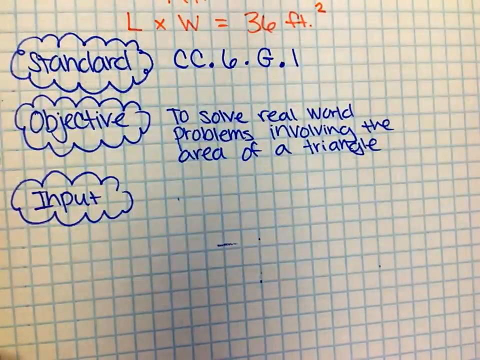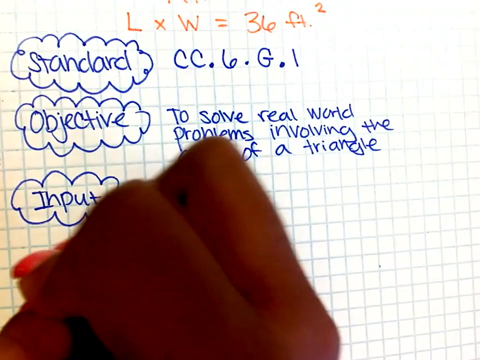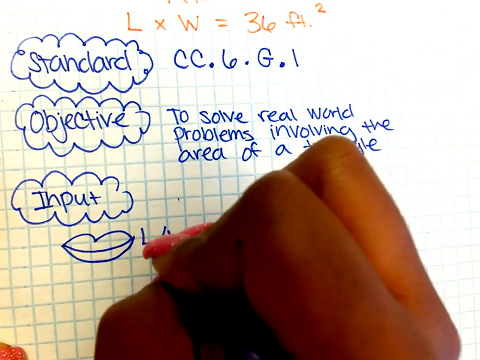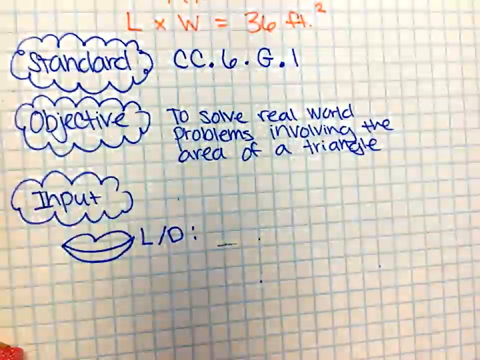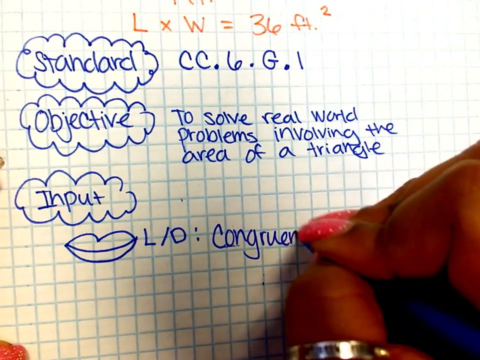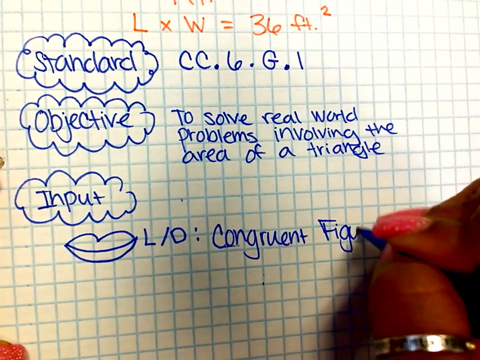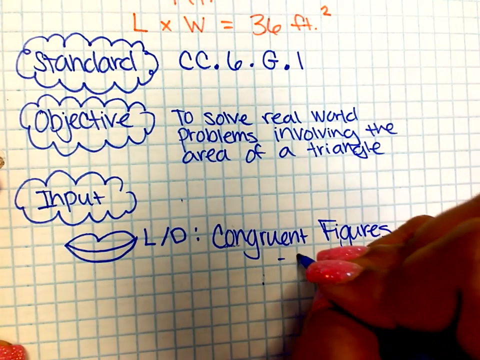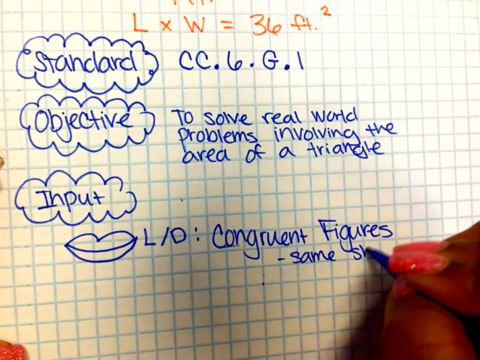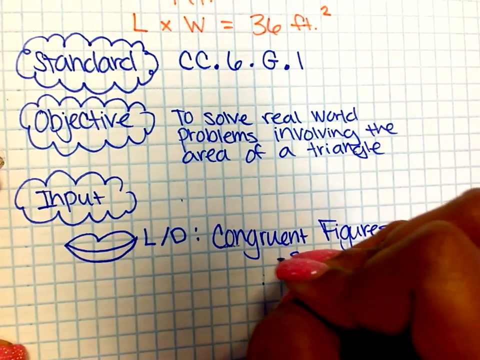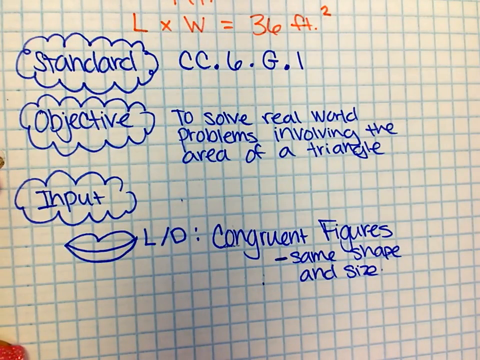There is a language of the discipline you need to know. There are 2. Please draw the lips for your gate icon, language discipline. The first word is congruent figures. When a figure is congruent, all that means is it is the same shape and size. It is the same shape and size.